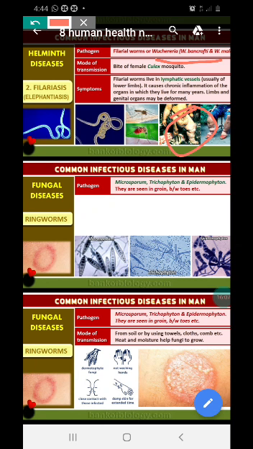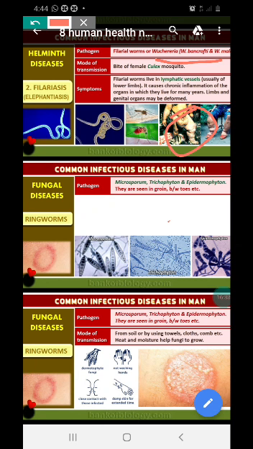Now we come to the last of the diseases, ringworm infection. Ringworm is not a worm, children. It is a fungal disease. So what is the name of the fungi which cause this ringworm disease? They are Microsporum, Trichophyton, and Epidermophyton. So name them. Which are the fungi which cause ringworm infection?